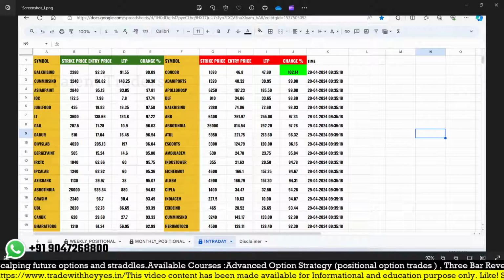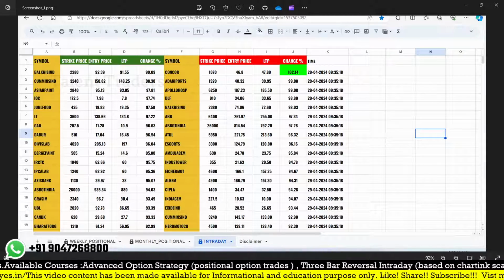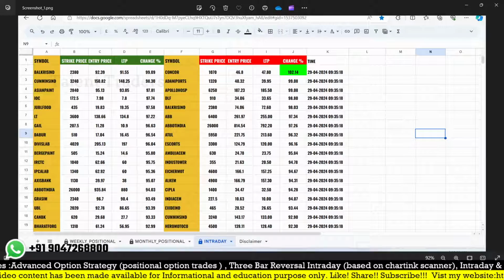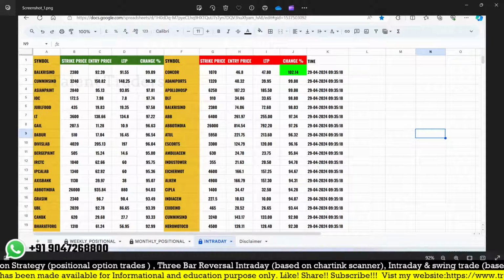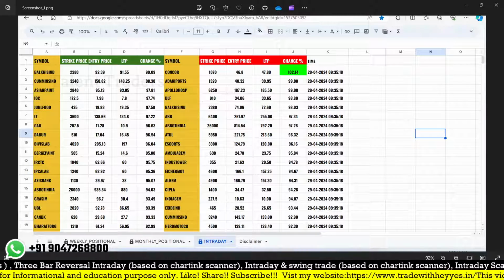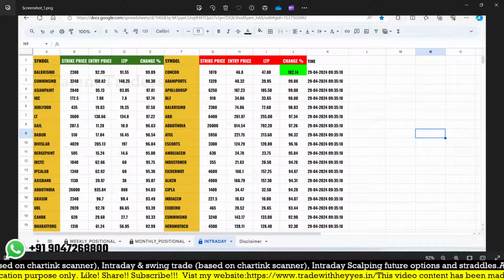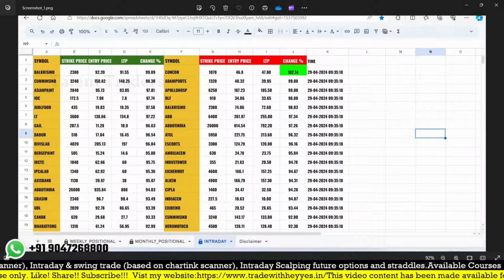In this video, I'm going to discuss how to use my Google Sheet stock option scanner, especially for intraday, using a Camarilla R4 breakout. So we are using the intraday breakout strategy with our Google Sheet scanner. That is a tool for finding trade opportunities.